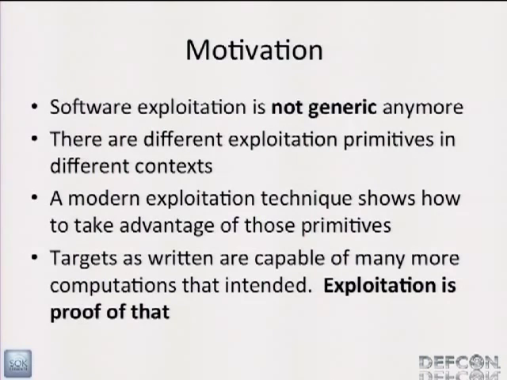A modern exploitation technique, such as the one that we're demonstrating here, will need to have some primitives established, and these primitives need to exist on the target software, and we're going to use that to actually leverage code execution. Also, it's important to say that a target software is more capable of computations than what it was originally intended to. Exploiting a software is basically leveraging the potential of a target to do something else. In this case, we're going to use something that is there, but it's not something that the developer of the target software actually included there, which is the exception handling mechanism in the case of GCC.